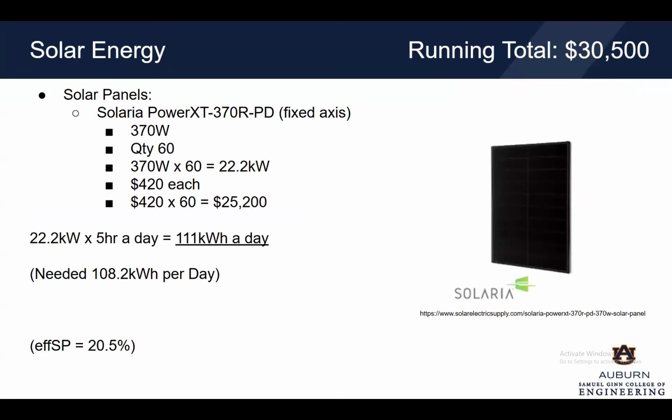It's about $25,000. And you can see on the top right there, we have a running total, which is at this point the solar panels plus the miner. So that 22.2 kilowatt for 5 hours gives us 111 kilowatt hours a day, and we needed 108. So that's pretty good. The efficiency of these specific solar panels is about 20%, which is fairly good for solar panels in the market.